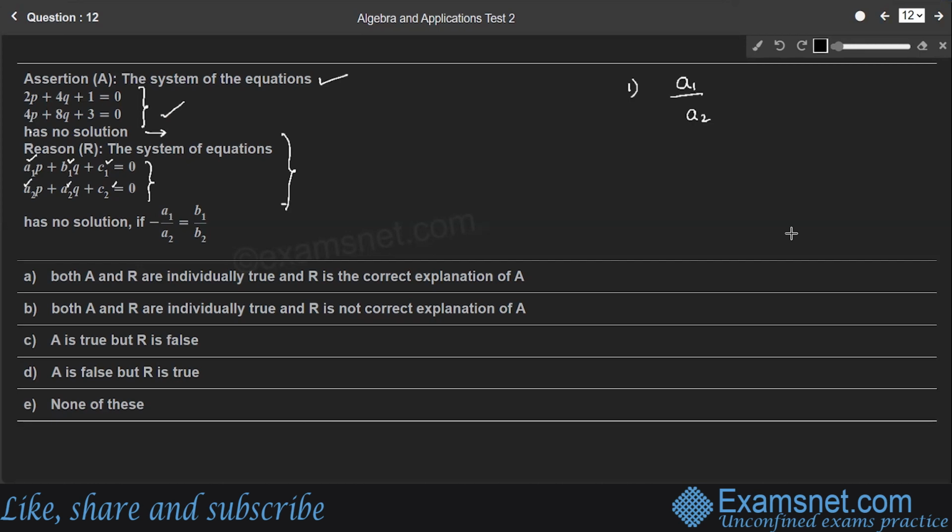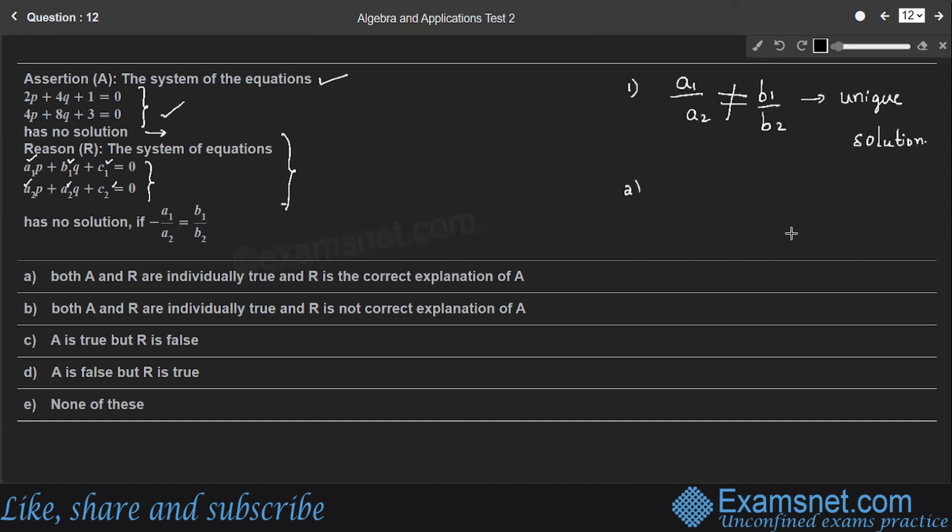So in a system of linear equations, if A1 by A2, right? The ratio of the coefficients of the first variable, right? So A1 by A2 is not equal to B1 by B2, right? Then there will be a unique solution. There will be a single unique solution for the given system of equations, right? If A1 by A2 is not equal to B1 by B2, there will be a unique solution.